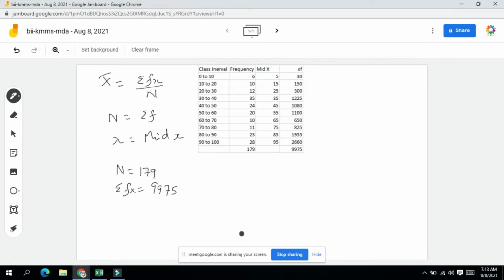What is the formula for the direct method? I'm just substituting. x bar is equal to summation of fx by n. Summation of fx is 9975, divided by the n value, which is 179. Calculating this, the answer is 55.72. So this is the mean value for the given question.